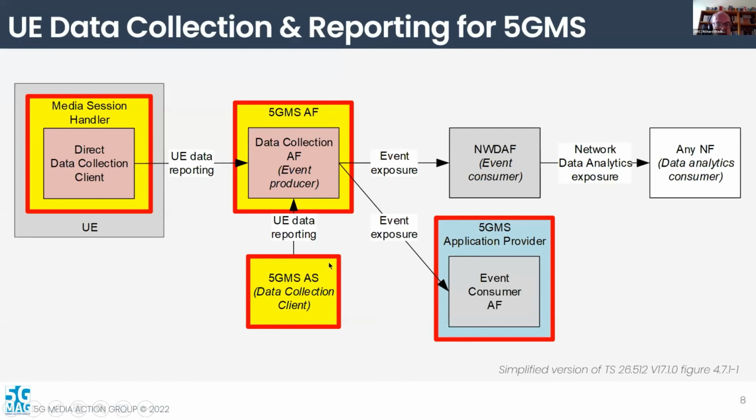Similarly, when the media player consumes media from the 5GMS application server, we've got the equivalent of a CDN log entry for each of those accesses, so that can be reported to the data collection AF. So what we've done is we've instantiated the data collection AF inside the 5GMS application function, and we've instantiated the direct data collection client inside the media session handler. And so we've effectively created the first instantiation of the data collection and reporting architecture, and then we can expose that information to the 5GMS application provider as well. That's what that is basically saying. And this instantiation is in the main 5G media streaming stage 3 spec, 26.512.